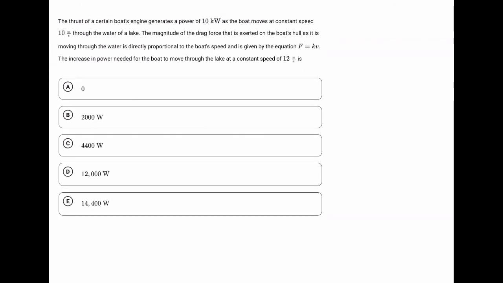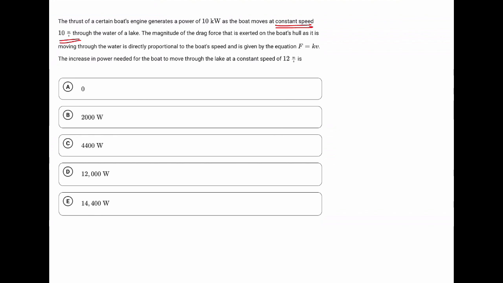And one more question. Feel free to pause this video in order to read this thoroughly. Now what we have is a boat that is moving with the help of an engine, and this engine generates a power of 10,000 watts, 10 kilowatts, as the object is moving at a constant speed. And this constant speed is 10 meters per second.